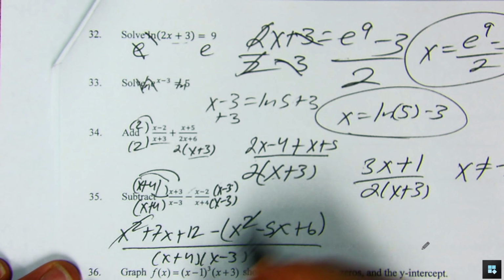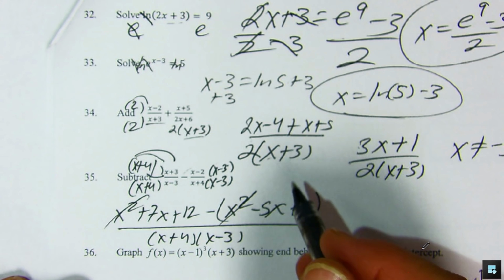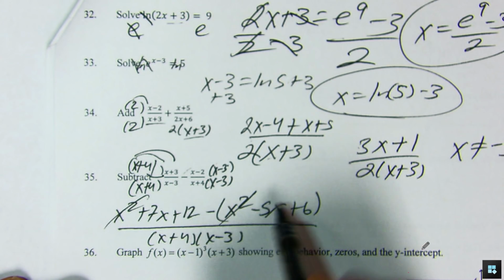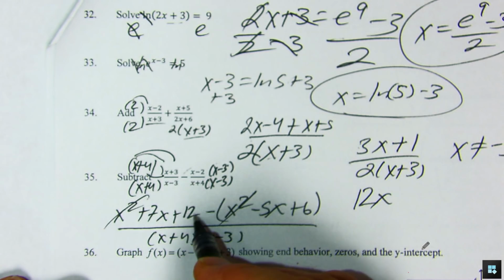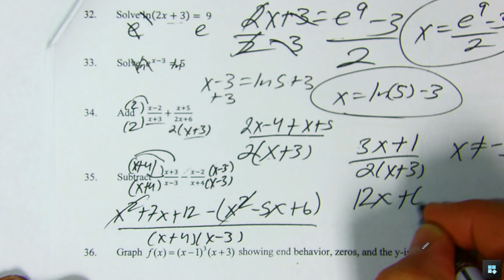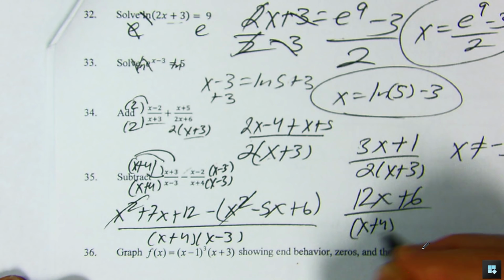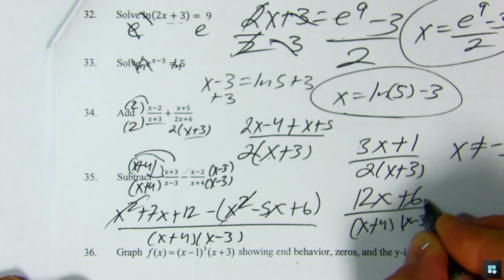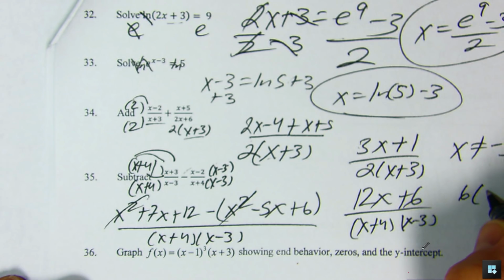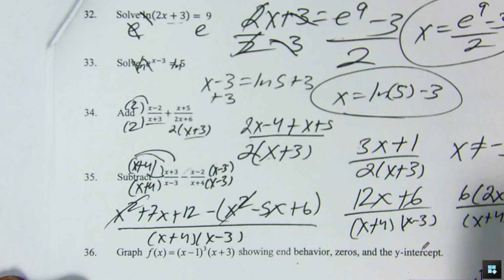X squared minus x squared cancels. 7x minus a negative 5x is 12x. 12 minus 6 is plus 6, over x plus 4, x minus 3. Factor out a 6, just in case, but it's not the same as either of those factors on the bottom. You're done. State your excluded values. X cannot be negative 4 or 3.